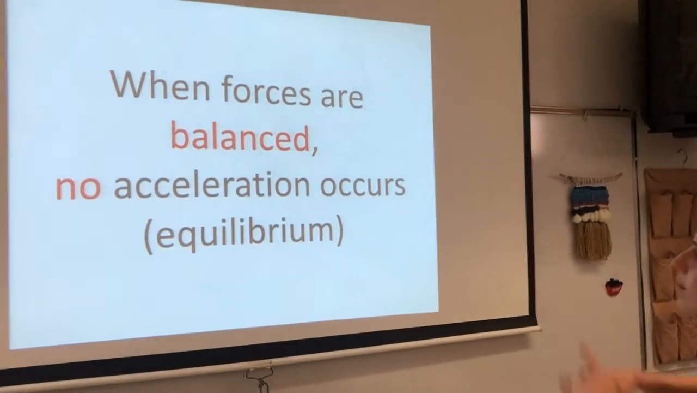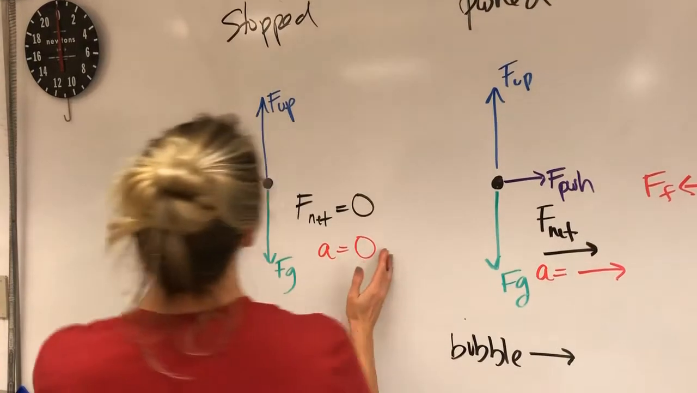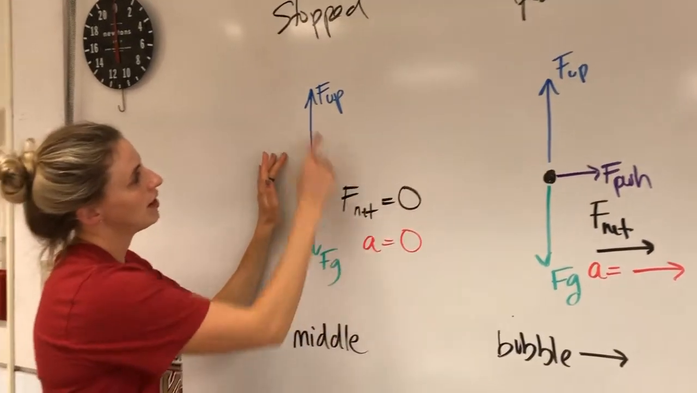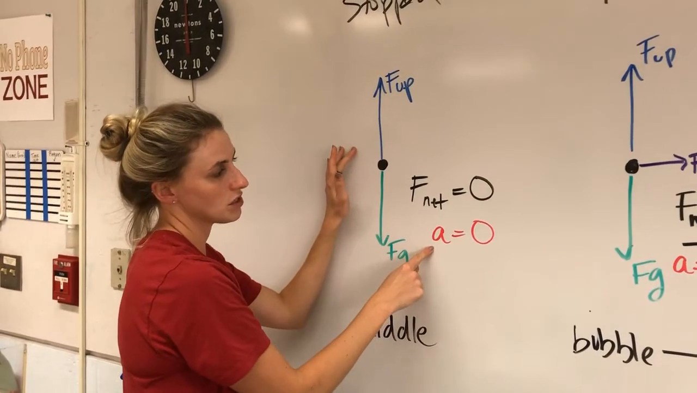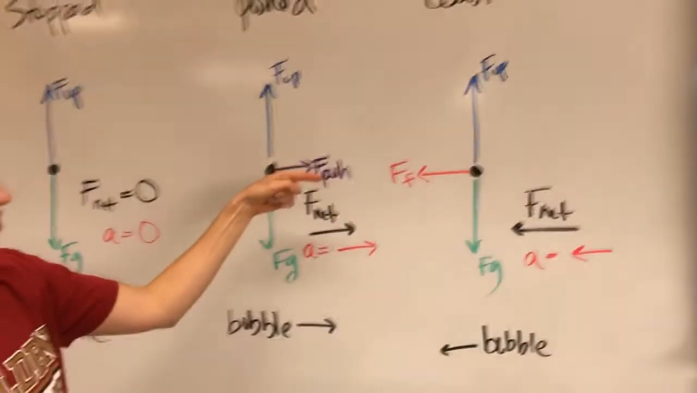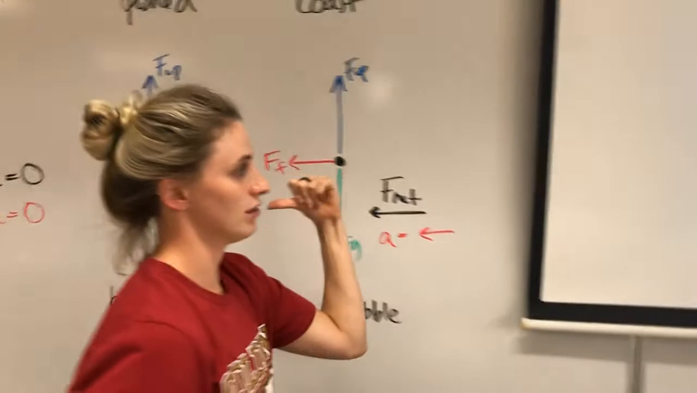When forces are balanced, no acceleration occurs. Equilibrium. Forces are balanced, no acceleration. Over here, they're not balanced. We have an acceleration. Over here, they're not balanced. We have an acceleration.